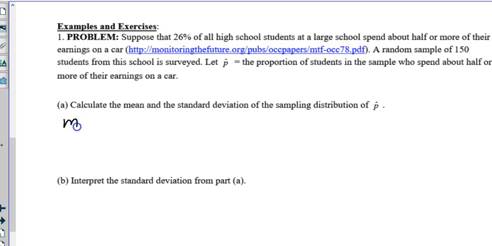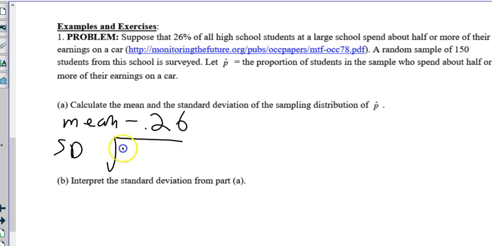Okay, very easy for mean. The mean is just going to be the 0.26. We just write the 26% as a decimal. That's it. And then to figure out the standard deviation, that's our P. So we're going to do square root of 0.26. That's the piece of candy we bought. What's the change we're going to get back? 0.74. And divide it by 150 students. That's the N.